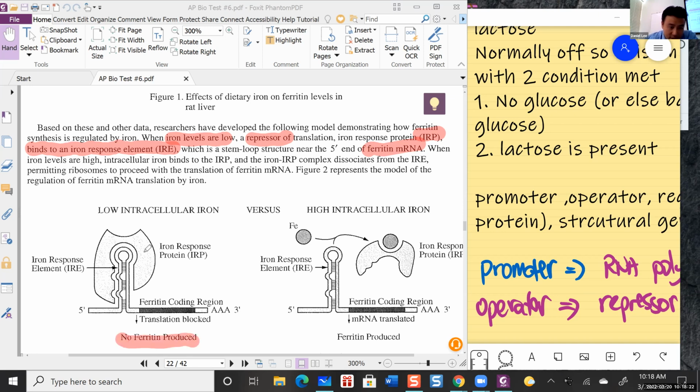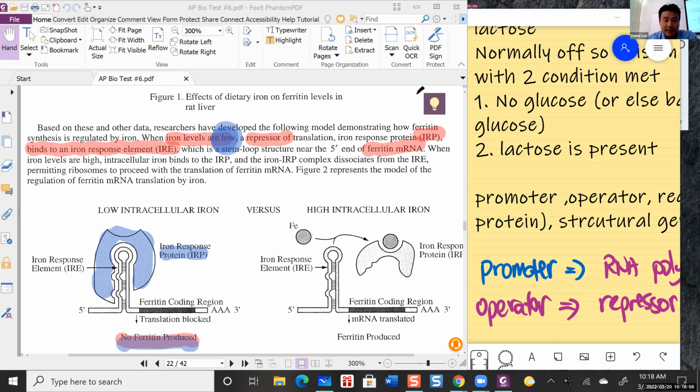Look, this is your repressor protein, okay? So I'm going to use a different color. This is your repressor right here. When this repressor wraps around the mRNA, there's no ferritin. And that happens when iron level is low. That makes sense. Remember, we want to have ferritin when there's high iron, right? To store, to protect us from toxicity. But when iron level is low, you don't want ferritin. And this is showing you how.